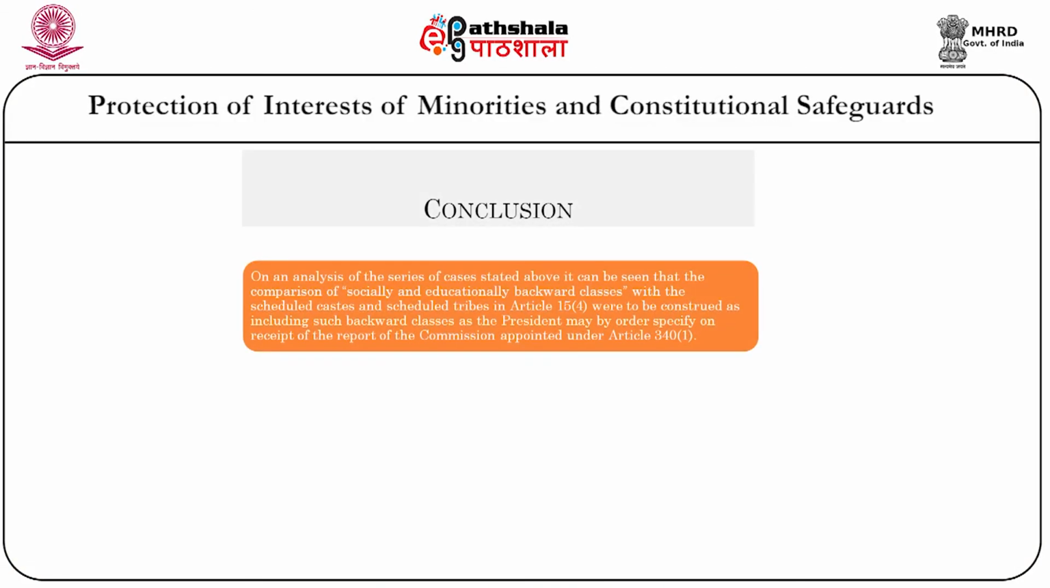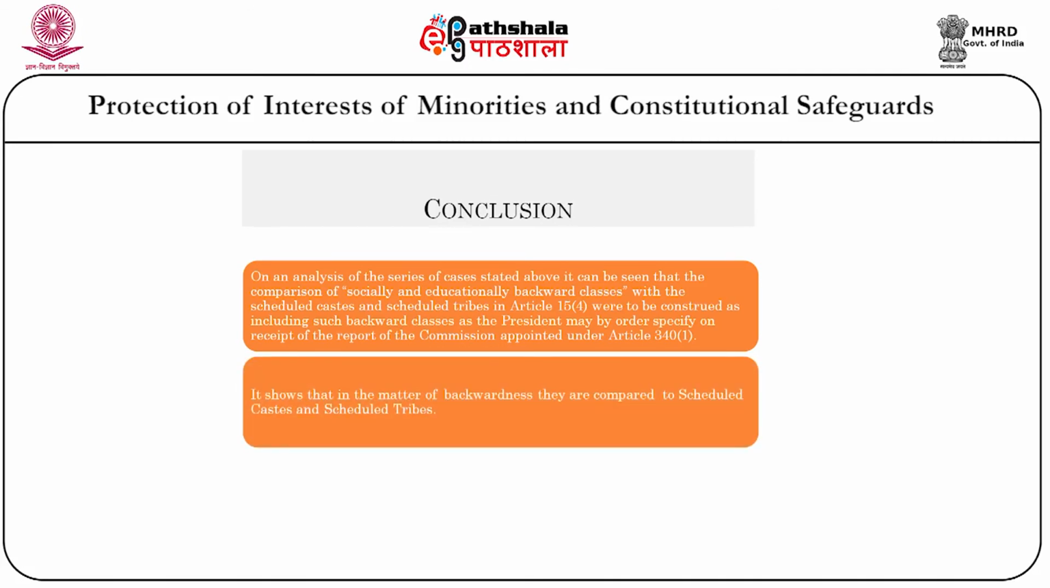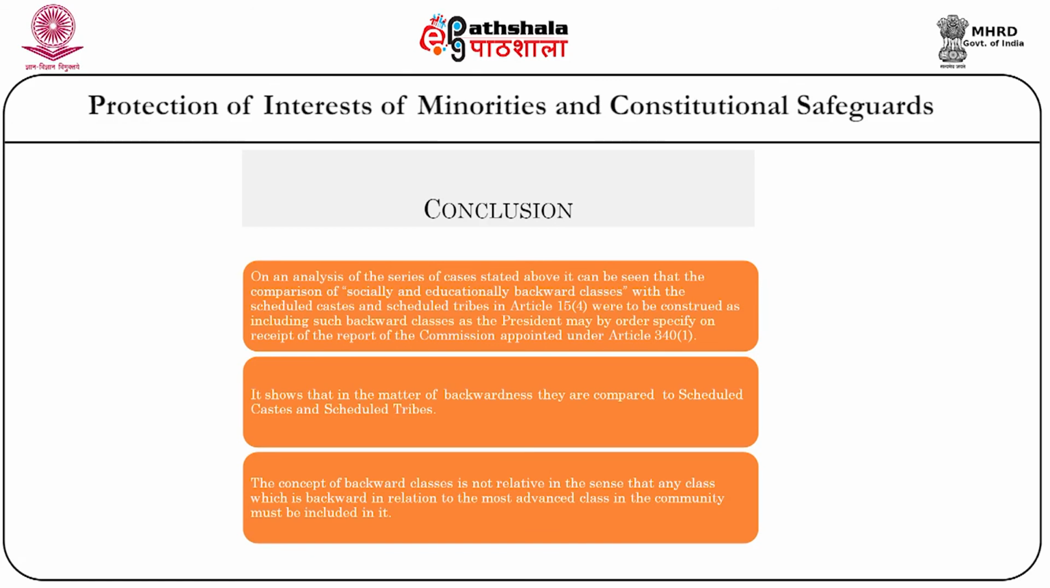After an in-depth understanding of the concept of minorities and the safeguards provided to protect their interests in the constitution as well as by the judiciary, we can conclude that on an analysis of the series of cases, a comparison of socially and educationally backward classes with the scheduled castes and scheduled tribes in Article 15 subclause 4 was to be construed as including such backward classes as the President may by order specify on receipt of the report of the commission appointed under Article 340 subclause 1. It shows that in the matter of backwardness, they are compared to scheduled castes and scheduled tribes. The concept of backward classes is not relative in the sense that any class which is backward in relation to the most advanced class in the community must be included in it.